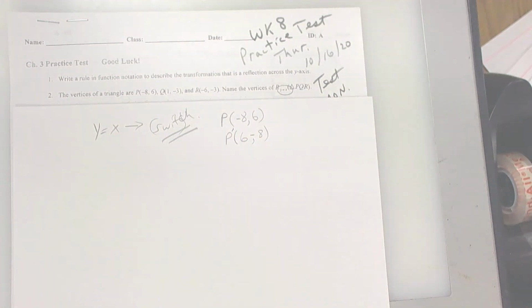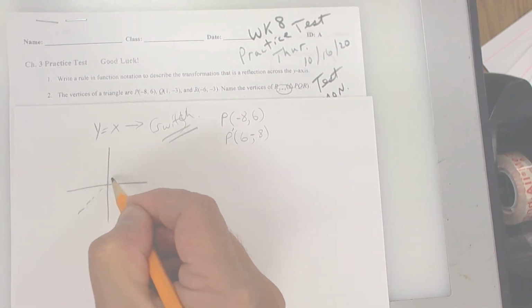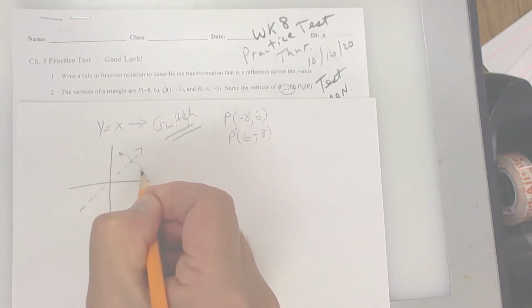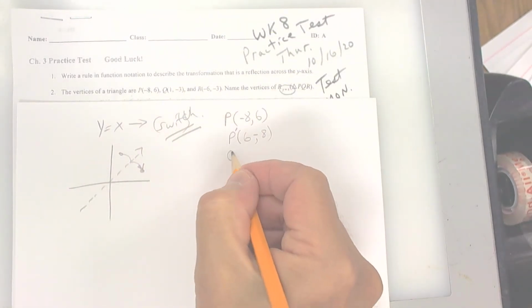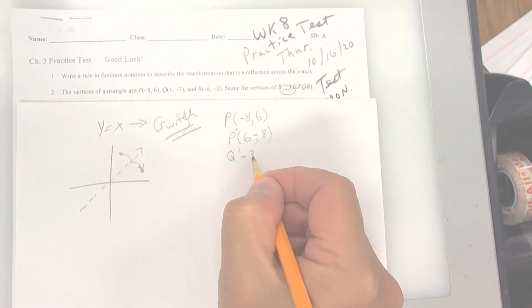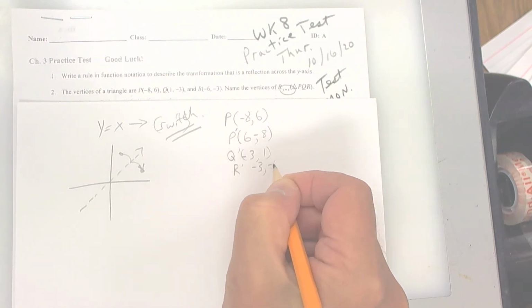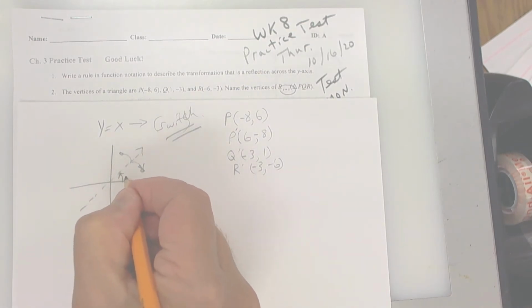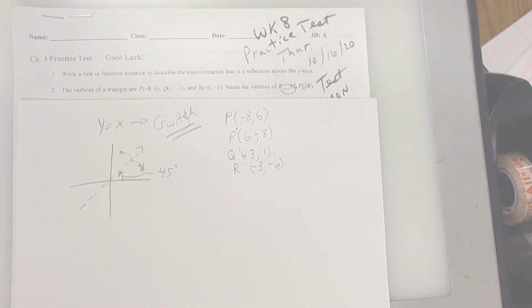Switch. Okay? So remember, the line y equals x looks like this. It's a 45. In order to reflect it from here over to here, you have to switch the x and the y. And you're going to do that for each one. So Q prime would be -3 and 1. And then finally, R prime would be -3 and -6. So all you do is switch to go over the 45-degree angle. This is called a 45-degree angle. Okay? All right, let's go on.